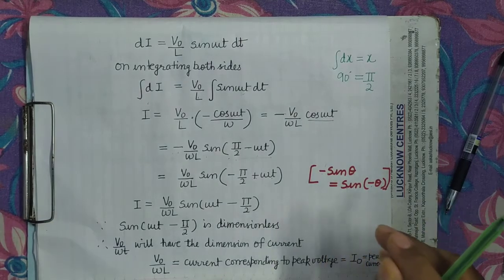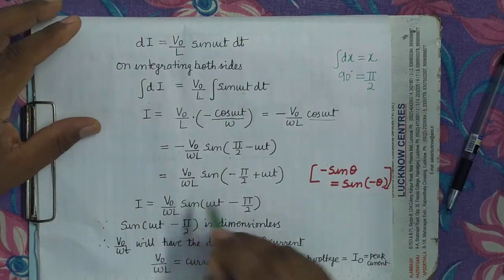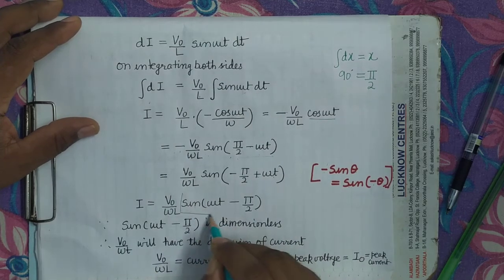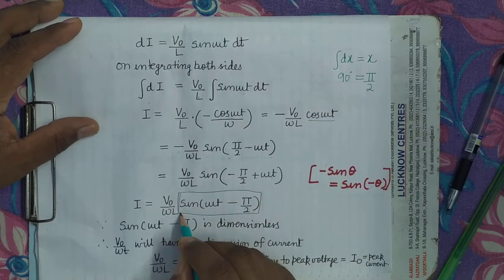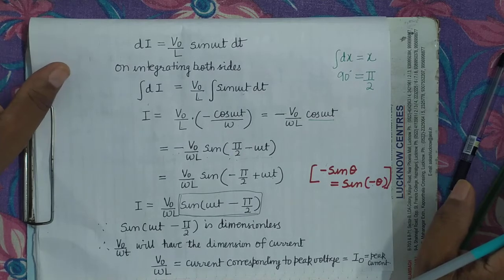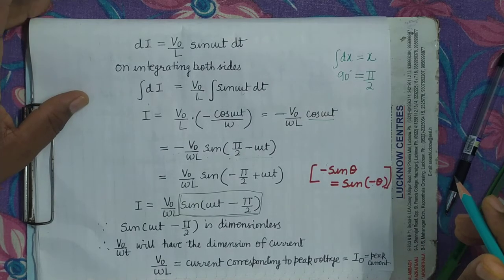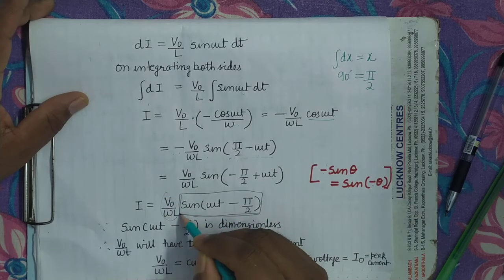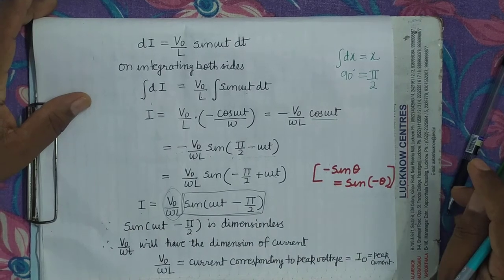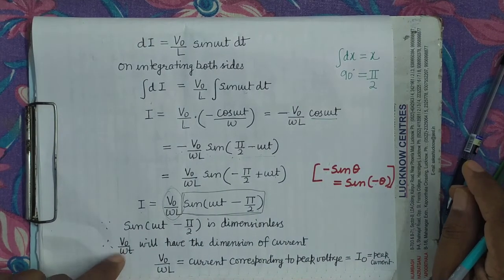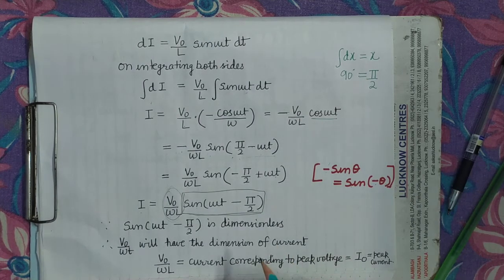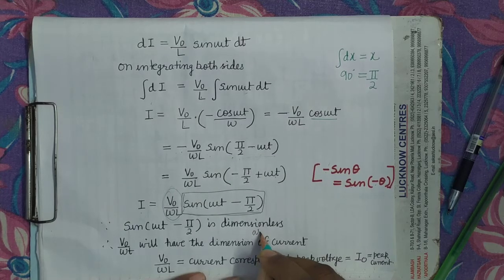It's clear? Now see here, what will be the dimension of sine omega t minus pi by 2? It is a trigonometrical term having no dimension, having no unit. Therefore, from the principle of homogeneity of dimension, V naught upon omega L will have the same dimension as current.